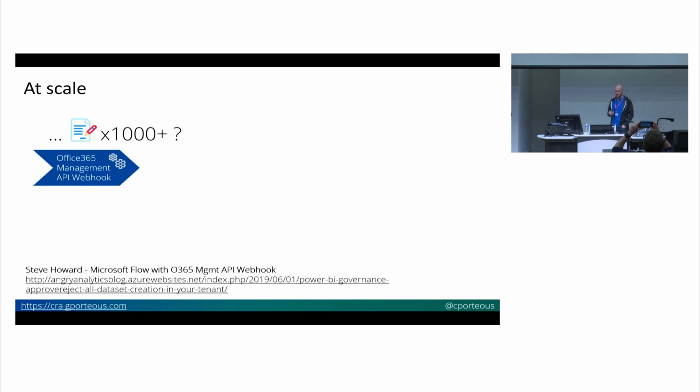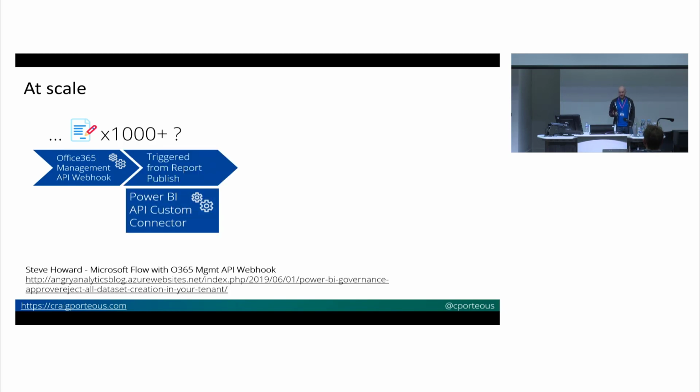But the way I use it is with the API webhook, which I should say, Microsoft are steering people away from using webhooks. Certainly it will still work, and it's not something that will be deprecated anytime soon, but their general advice appears to be to move away from using webhooks. We use that to trigger the flow based on a report being published.